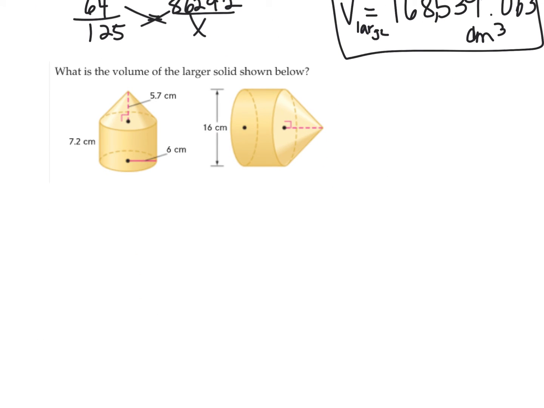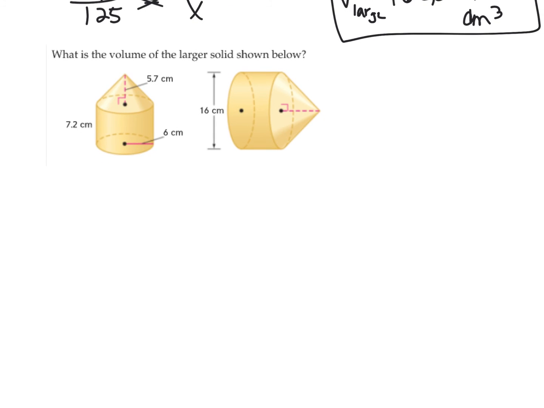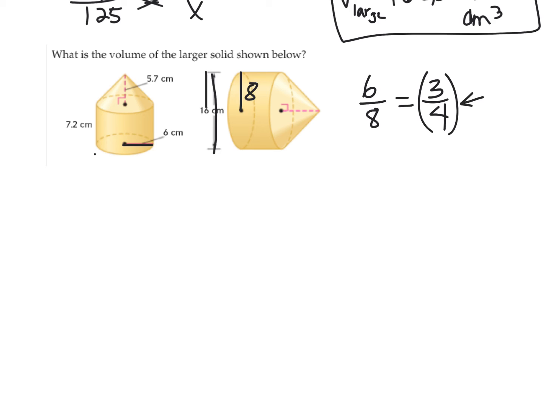What is the volume of the larger solid shown below? We don't have all of the measurements, but to find the volume, we're going to use the similar figure. First, let's find the scale factor. We notice that this has a diameter here of 16, and this has a radius of 6. So I can say that my radius over here is halfway, and it is 8. My scale factor of small to big is going to be 6 to 8 reduced, and that's 3/4. This is my scale factor.